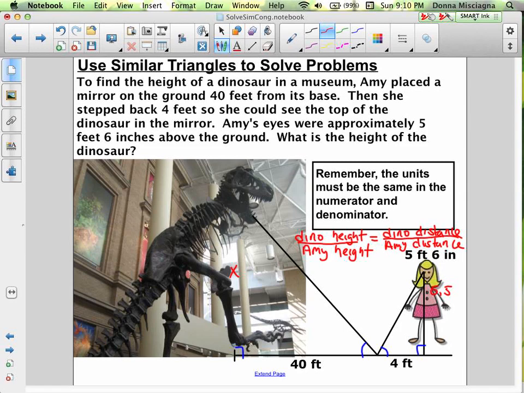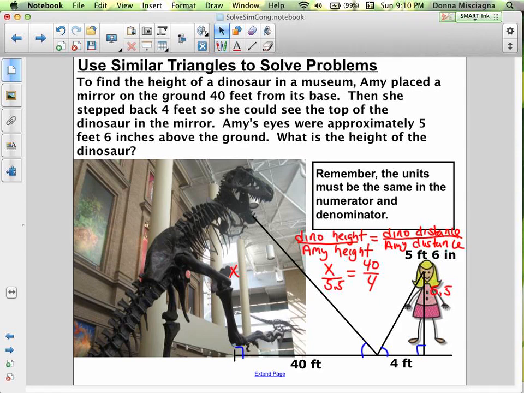The dino height is what we're looking for, that's an unknown. Amy height is known. She's 5.5 feet tall. Well, her eyes are anyway. She's pretty tall, actually, for a girl. Or who knows, maybe she's a woman. Maybe she's fully grown. And now dino distance is 40 feet. Amy distance is 4 feet.